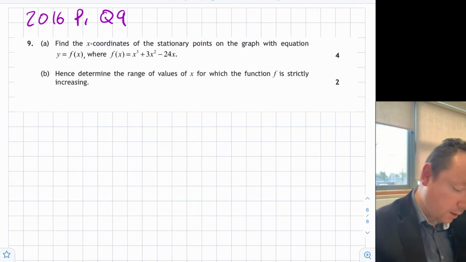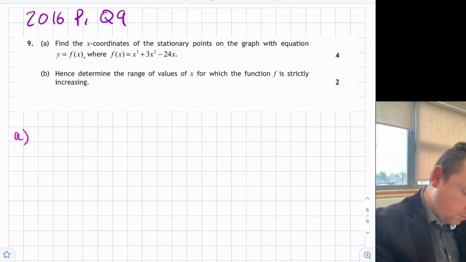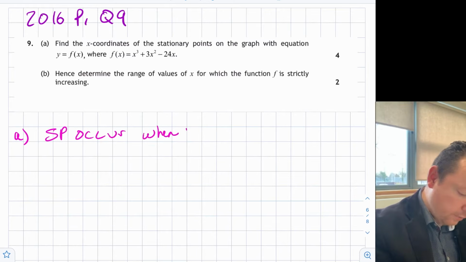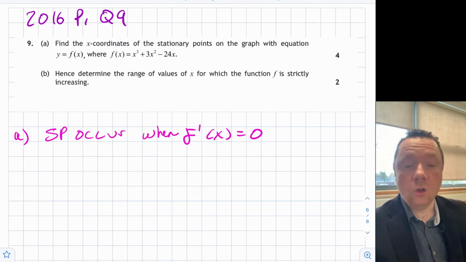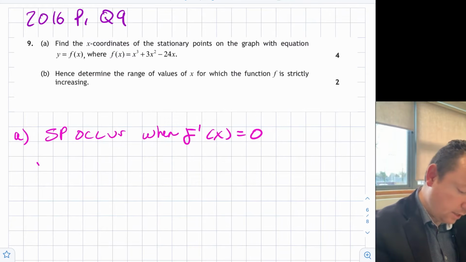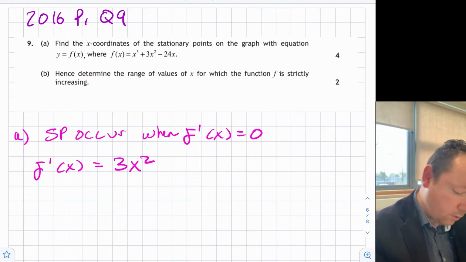So stationary points, part A. Stationary points occur when f dash x equals 0. So we need to write f dash x. F dash x is equal to 3x squared plus 6x minus 24.